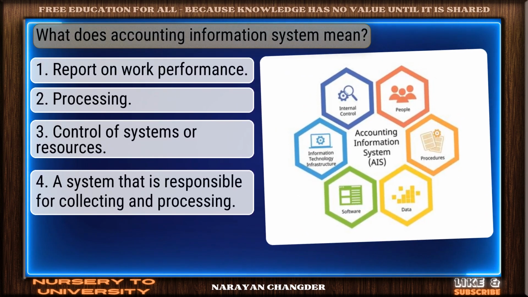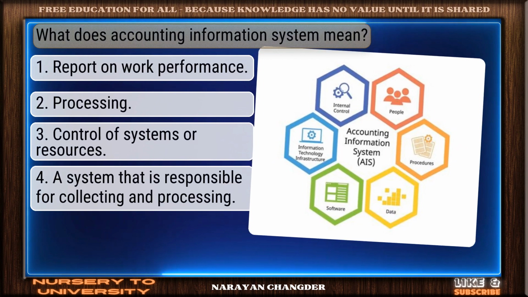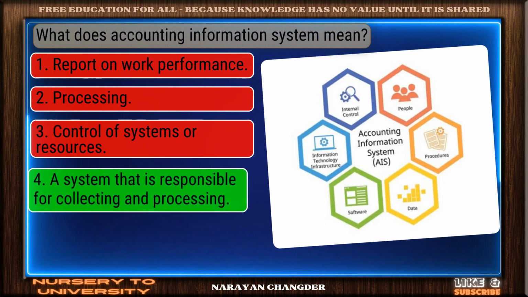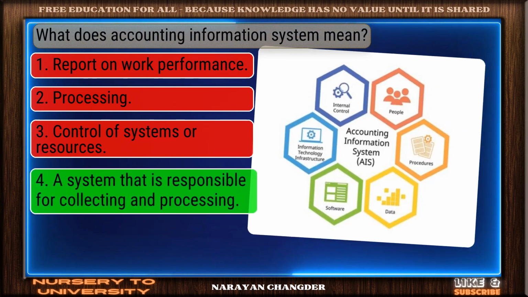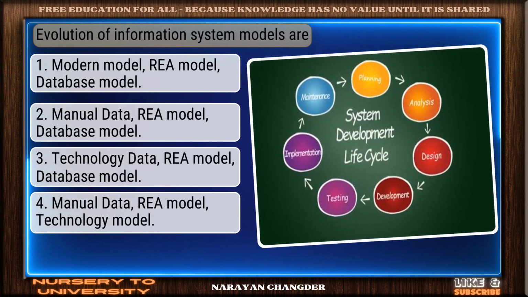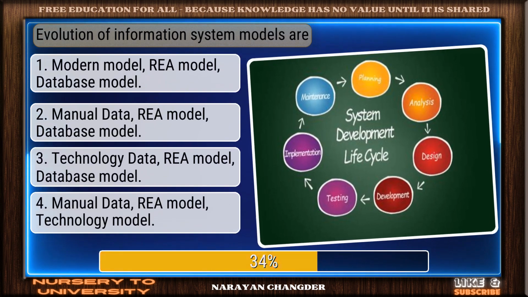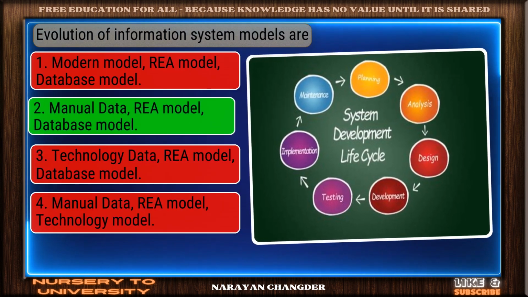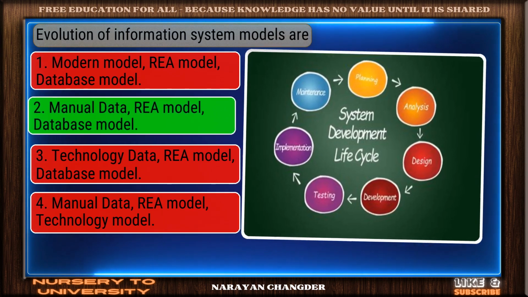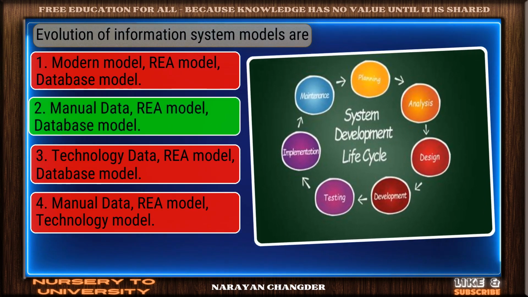What does accounting information system mean? You got it. Your choice, a system that is responsible for collecting and processing, is right. Evolution of information system models are... Smart move. Manual data, file model, database model is an accurate answer.